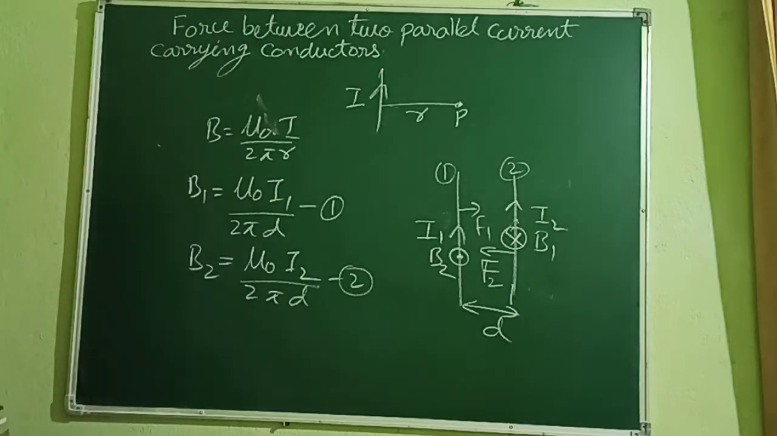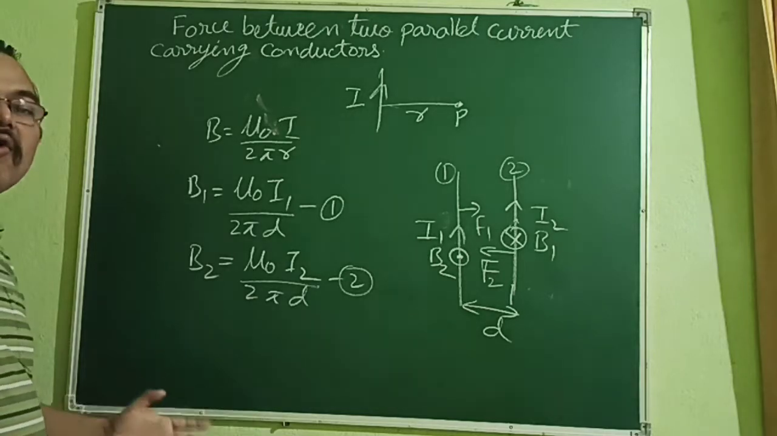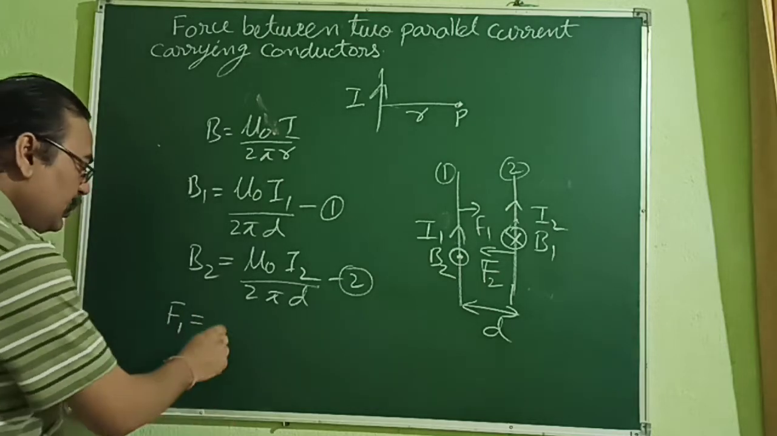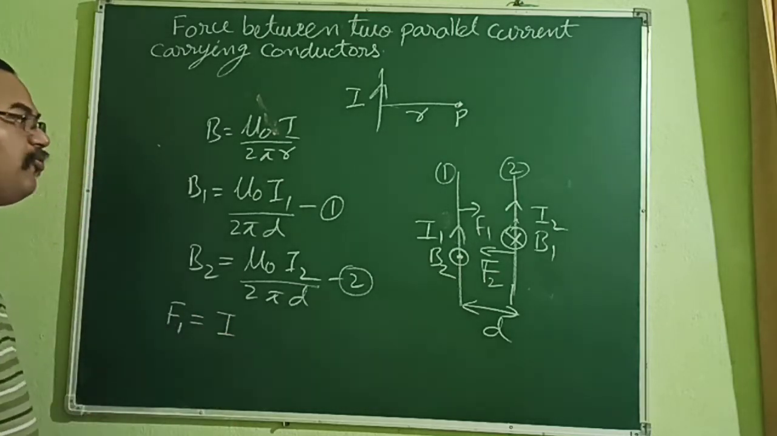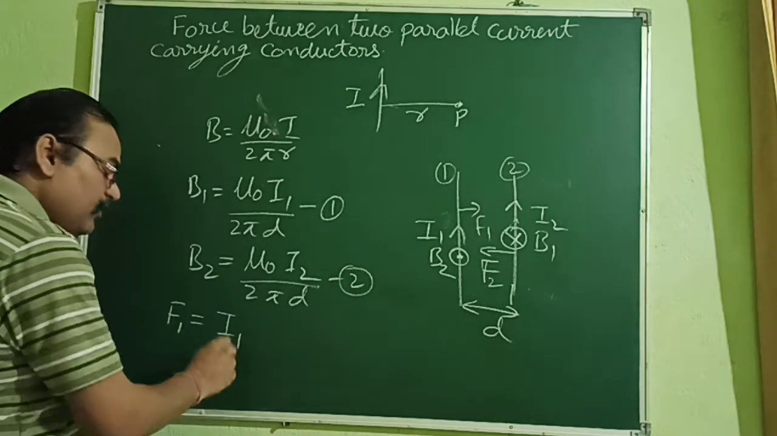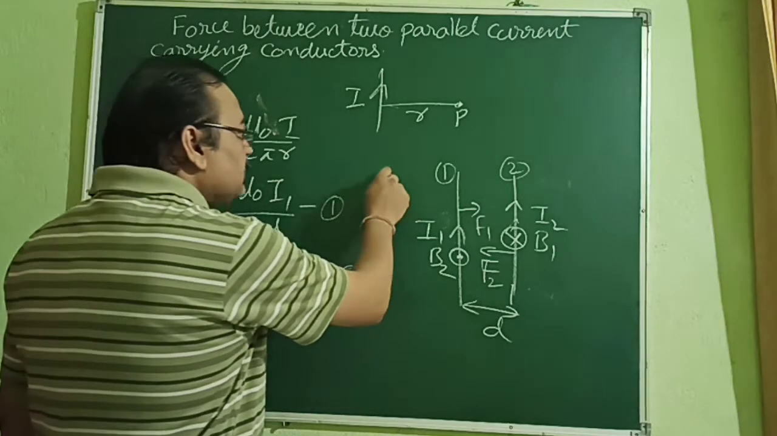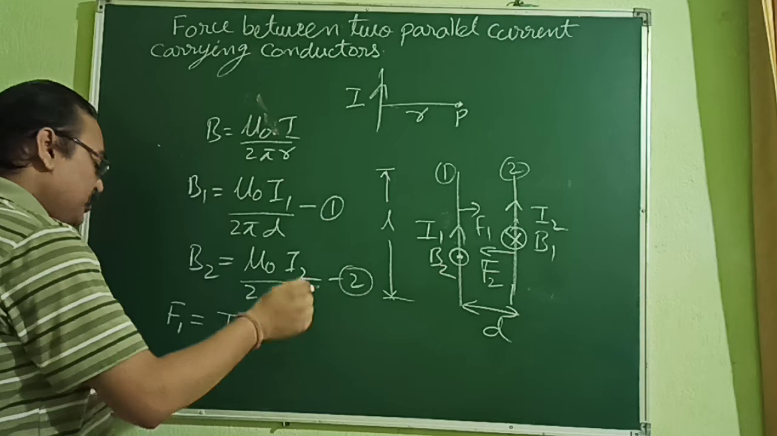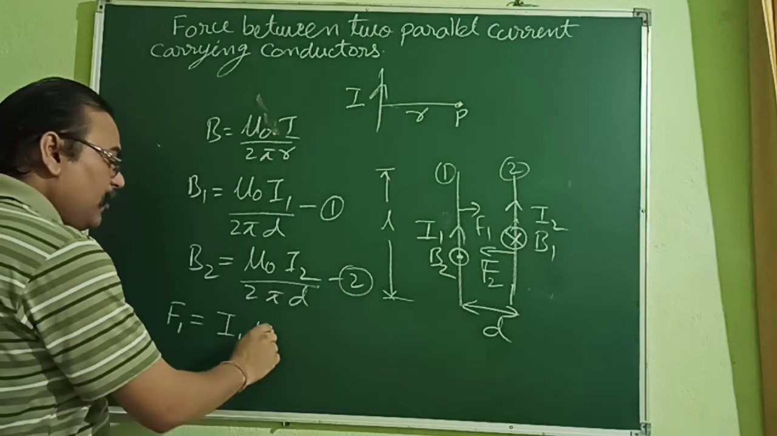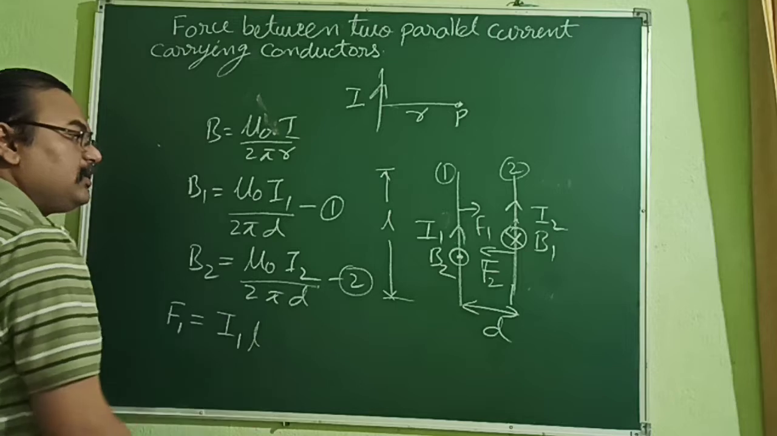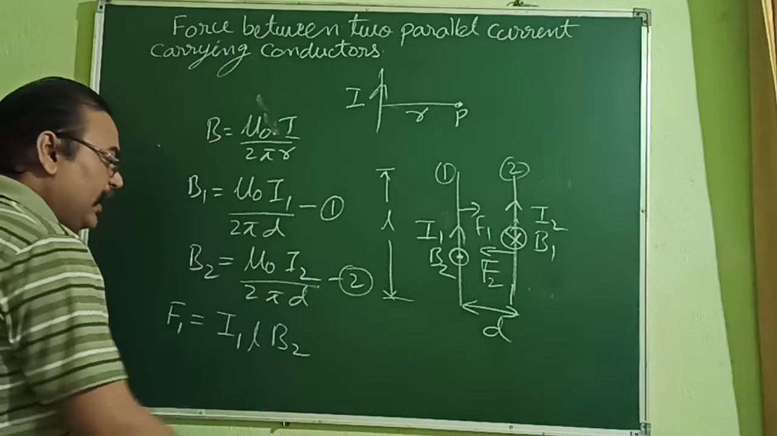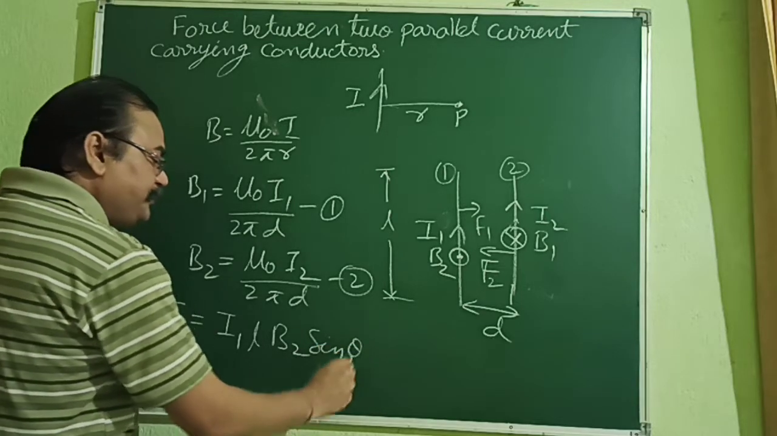Now, when a conductor is placed in a magnetic field, then it experiences force. Let us find out the force acting on conductor 1 first. So, F1 will be how much? We know that it is I, whatever current is flowing in the conductor, that is I1. Let the length of both the conductors be L. Both have length L. So I L, and in which magnetic field is this first conductor placed? It is placed in magnetic field B2, and then sin theta.